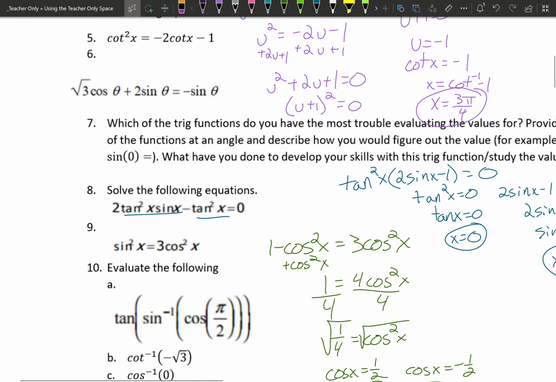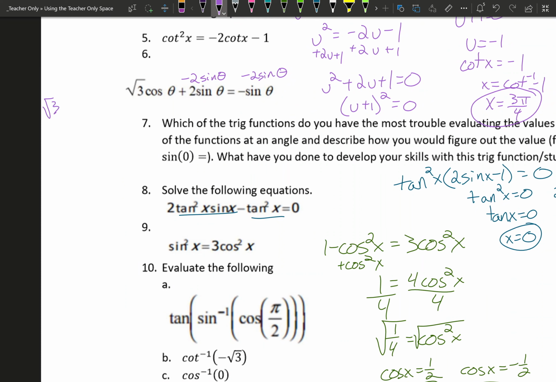So here, on this one, people made a few more mistakes, and it was not with any of the pre-calculus part, it was with some algebra. The first thing we want to do is subtract 2 sine theta from both sides. So we end up with root 3 cosine theta is equal to negative 3 sine theta. Now we need to square both sides.